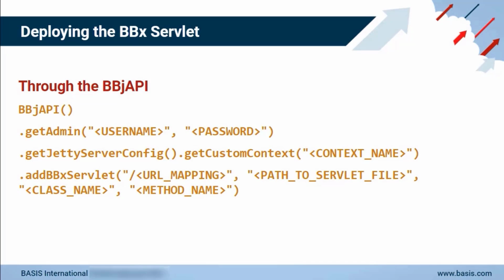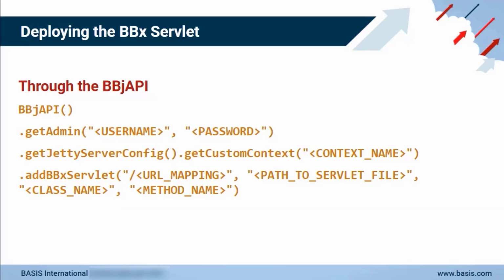The other method for deploying your BBjCalendar is through the BBj API. To do this, you must first access the BBj context configuration object for the context you wish to add the BBjCalendar to. You can do this with the following code. You would then use the add BBjCalendar method, passing in the mapping, the servlet source file, the class name, and the method name to add the servlet to the context.